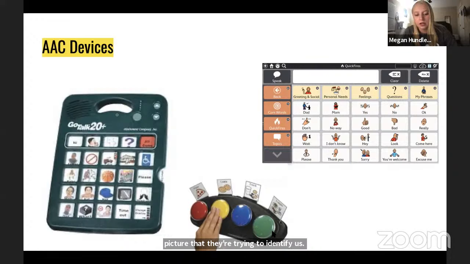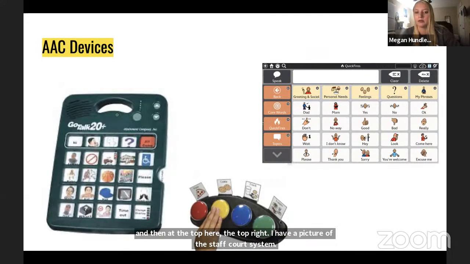We have the 4-button system right down here. This is one that we use a lot when we're trying to introduce a picture exchange system. So it has the 4 different buttons with a picture correlating at the top, and you can push at the top.